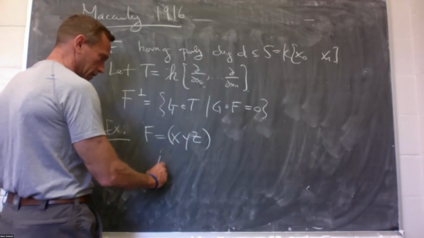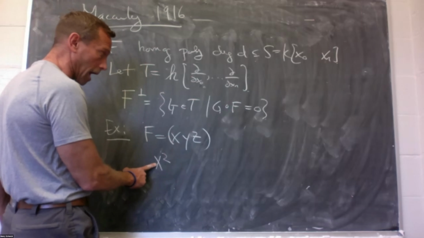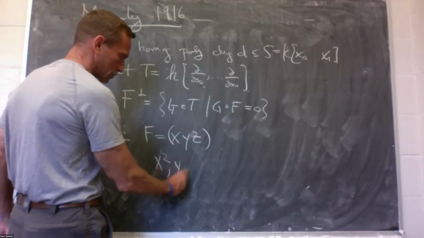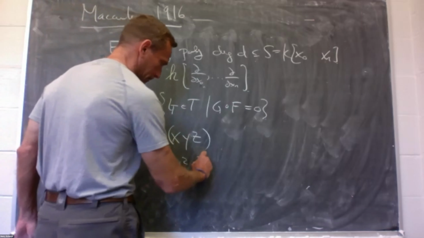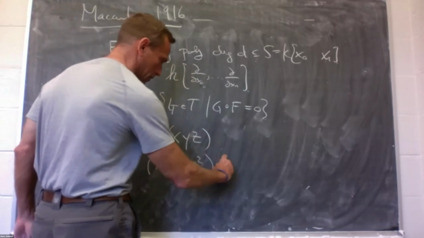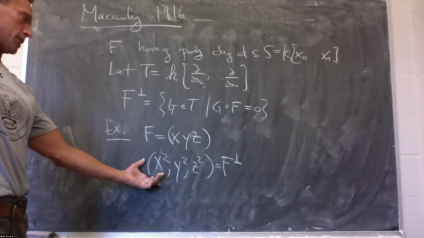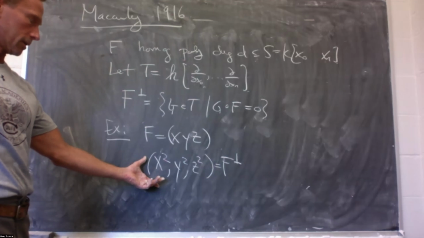And clearly, if I take x squared, here I'm thinking of this as an operator, d/dx squared, that annihilates it because I only have one x. y squared annihilates it, and so does z squared. And that turns out to be it. So this is equal to F perp. And we already saw this is a complete intersection. So this is an example of a Gorenstein ideal.